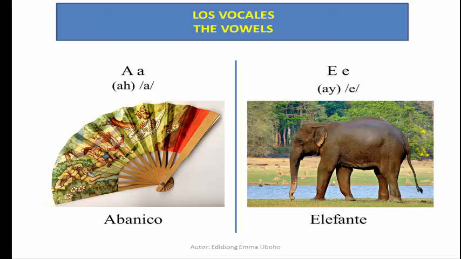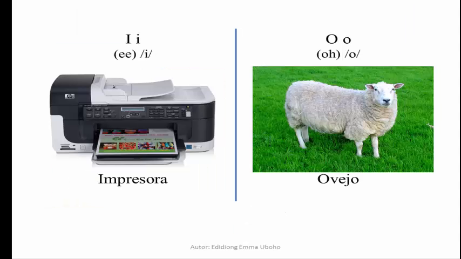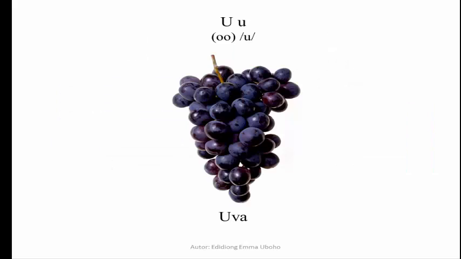English vowels A, E, I, O, U, pronounced A, E, just like the words in the bracket, A for abanico, and E like the words in the bracket for elefante. I for impresora, and O for ovejo. U for uber.